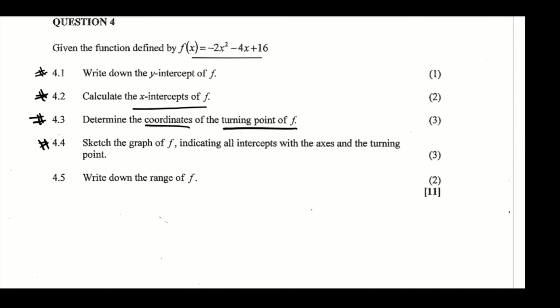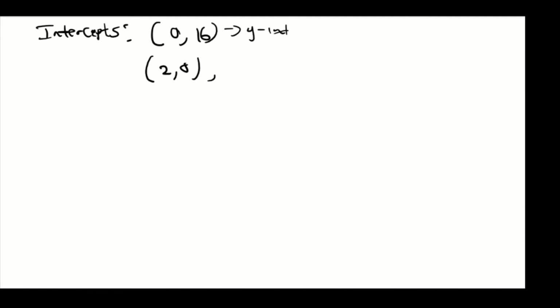In 4.4, we are asked to sketch the graph of f, indicating all intercepts with the axes and the turning point. So let's first write down our intercepts. We found that our y-intercept has coordinates 0 and 16. And our x-intercepts we found to be 2 and 0, and minus 4 and 0. And our turning point we found to be minus 1 and 18.